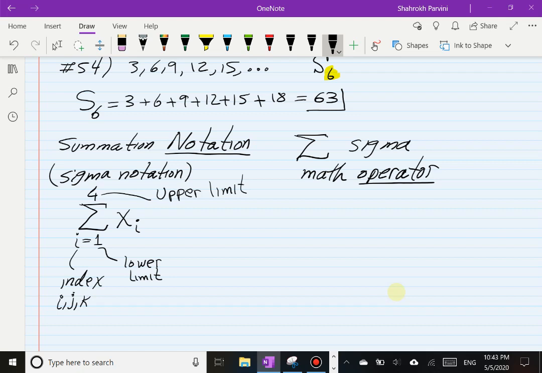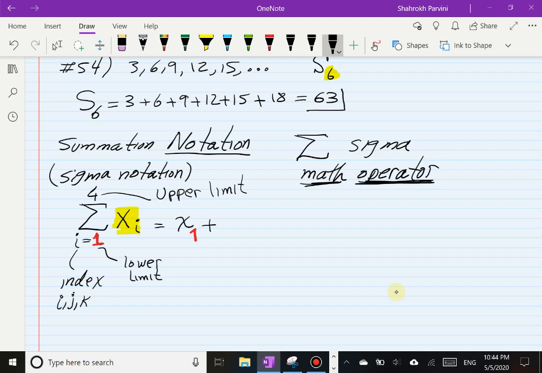Now, the expression in front of it, this is what this operator actually operates on. It operates on the expression in front of it, on x sub i. So how is this going to operate on x sub i? This is how it's going to do it. We begin with the lower limit, i equals 1, and I'm going to plug in a 1 for the subscript i, because the lower limit is 1. We then add, because this is how this operator operates. The mere presence of sigma is a command to add. So I'm going to have plus.